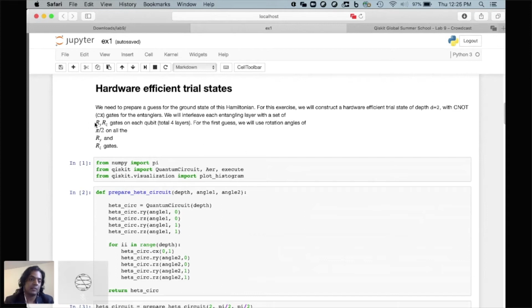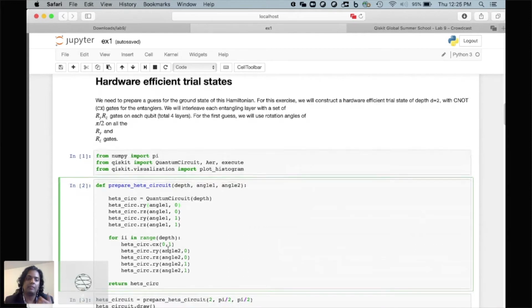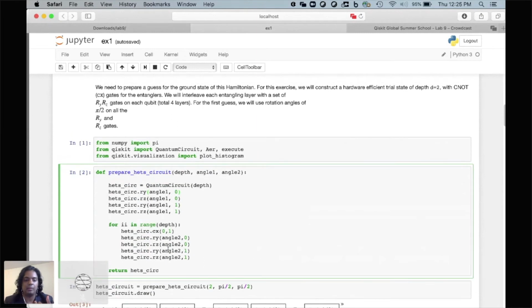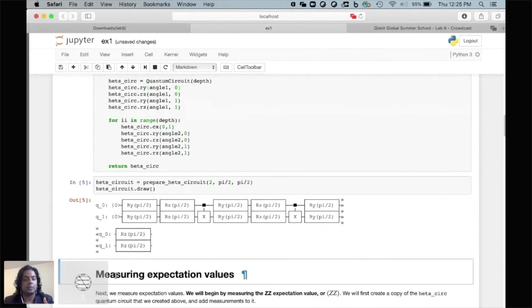We're going to use a specific form of RY RZ, which means a Y rotation followed by a Z rotation. So the initial set of angles are parameterized by angle 1, and then as we begin to interleave the entanglers with additional single qubit rotations, they're parameterized by angle 2. For the first guess, we're going to start out with all of these set to pi over 2, and that's what that circuit looks like.